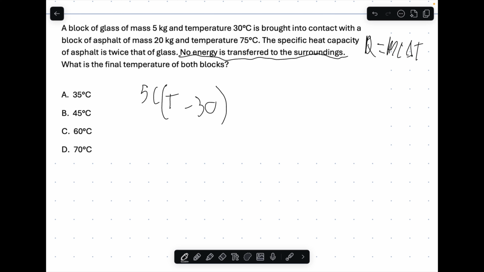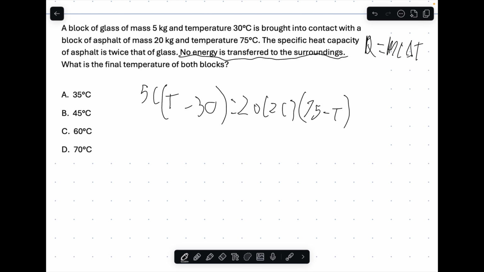And then that is equal to 20, because the mass of the asphalt is 20. It says that the heat capacity of the asphalt is twice that of glass, so we'll write 2C. And then again for the temperature, this time it's 75 minus T, because we want it to be positive. And now we just solve for T and that's going to be our answer.